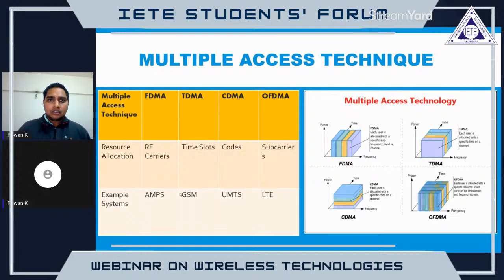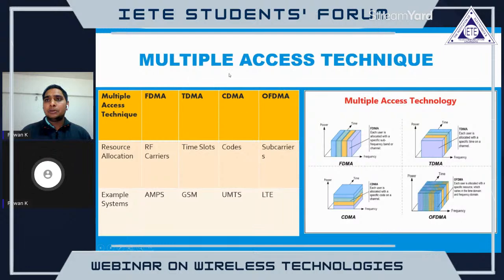In FDMA, the RF carriers, or based on frequency sharing, the information will be sent. In TDMA, different time slots will be assigned to different users, and the information will be sent based on the different time slots.